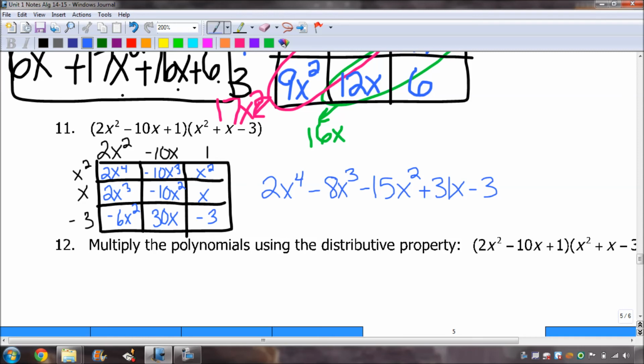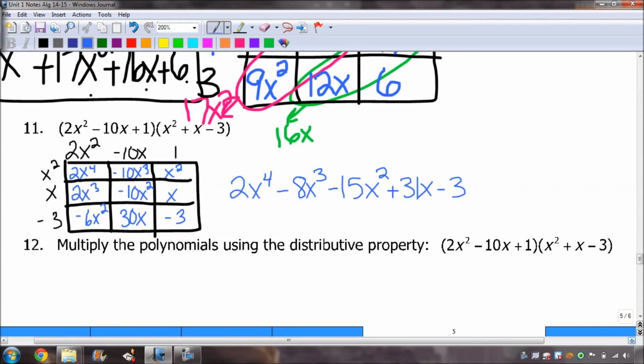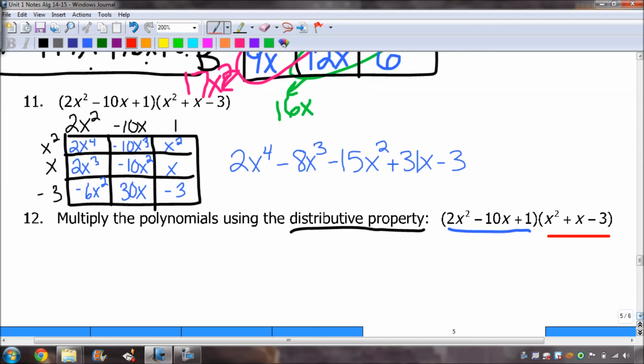All right, I'm going to go on to number 12. Multiply the polynomials using the distributive property. Now, if you notice, it's the exact same question, except we're using the distributive property this time instead. So I'm going to color code it so you can see this a little better. I'm going to call the first trinomial, I'm going to use blue, and then the second trinomial, I'm going to use red.